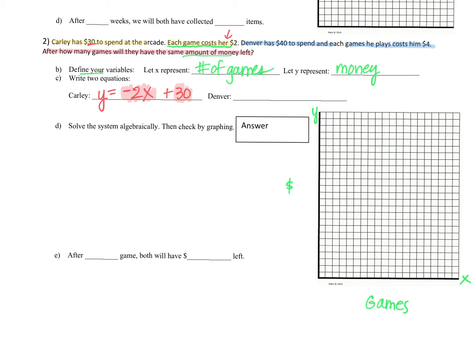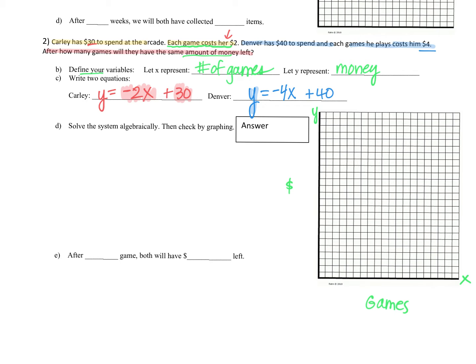So what do you think? Could you write one for Denver now if you read his? All right, so for Denver, I'm going to write y equals. He started with $40, and every game cost him $4. So I'm going to put negative, because he's spending that money, negative 4x plus 40. It says, let's solve this algebraically, and then let's check it by graphing.